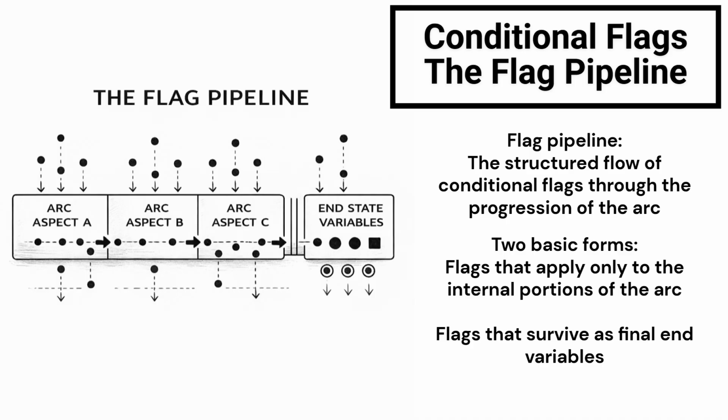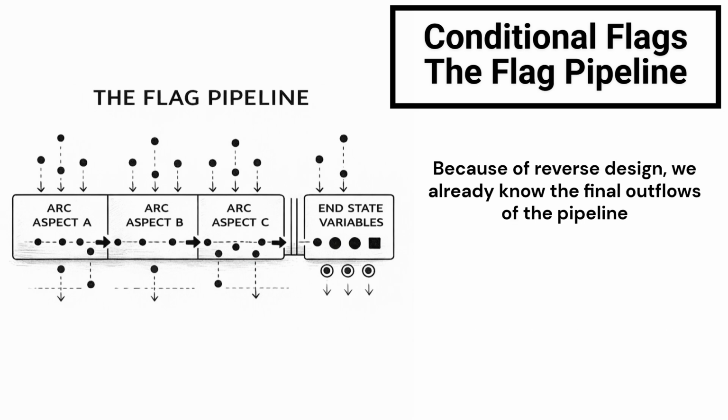Flags in an arc can therefore be divided into two broad categories: flags that are only relevant to intermediate stages of the arc, and flags that will survive to the final resolution. Both are valid, both are useful. They are not interchangeable. Because we use reverse design, we already know what information the ending is allowed to use. We know the outflows of our pipeline before we design the interior. And this is what prevents narrative sprawl from re-entering the system.